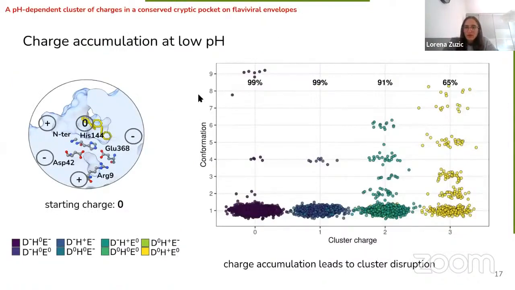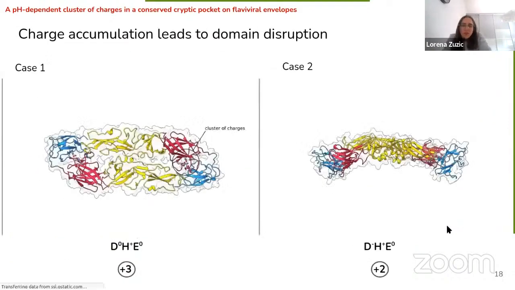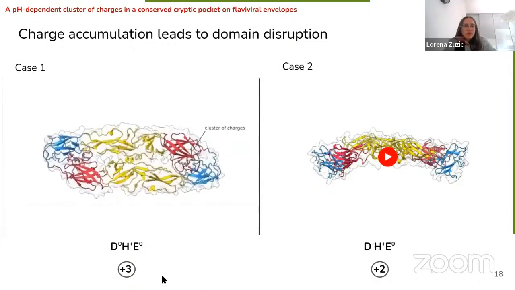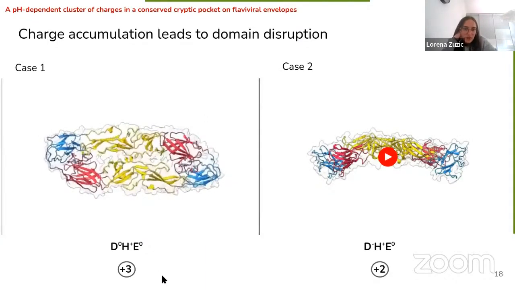And this is also showing you that as you accumulate the charge, your conformation, so these are the disrupted conformation, this is the starting conformation, they started going up. And you start seeing this increase as your charge goes up. So all of this to say, we get a cluster that is disrupted. Maybe not that unusual, but also what is interesting to note is that the pocket and the cluster is between the 3 domains. So if you have this disruption of cluster, what you also get is domain disruption.